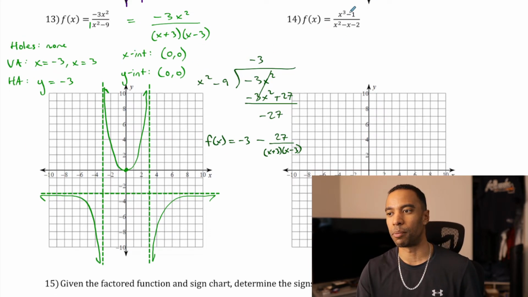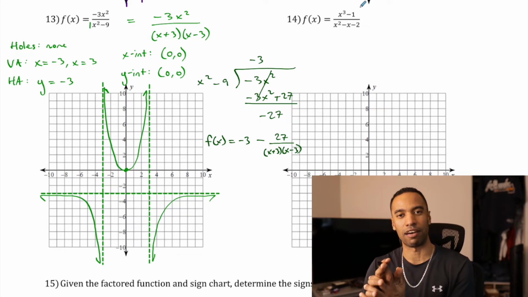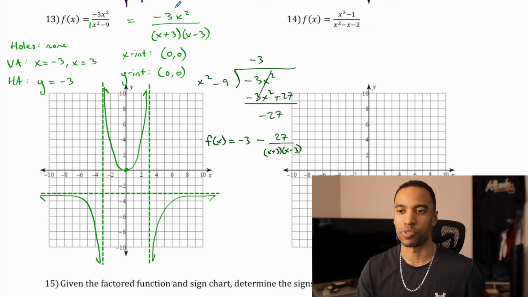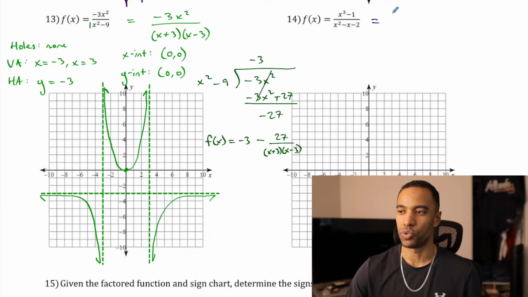And we got to do it on number 14, because in number 14, we have a larger degree on top than on bottom. We are going to have, folks, an oblique asymptote. So let's go ahead and configure it right now, shall we? We got to factor the top. Do you see that top right there? It is a difference of 2 cubes. That's x cubed minus 1 cubed.